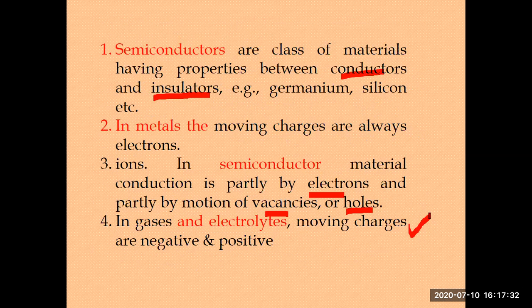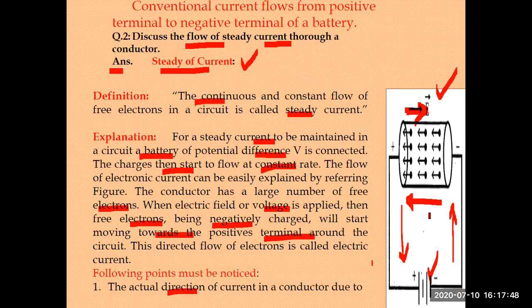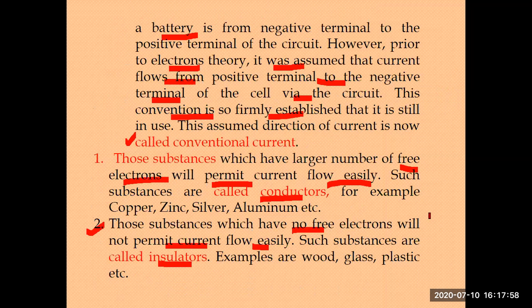So up to this point, we have discussed in detail what the current is, what the unit of the current is, and how you define the unit of the current. We have discussed the types of current. Then we came to another question, that is, the definition and explanation of steady current, and we discussed some most important points about the direction of the current. Then we discussed the types of substances. What are the types of substances? Some are called conductors, some insulators, and some are semiconductors. And what's the importance of these types of substances? We will discuss in detail.